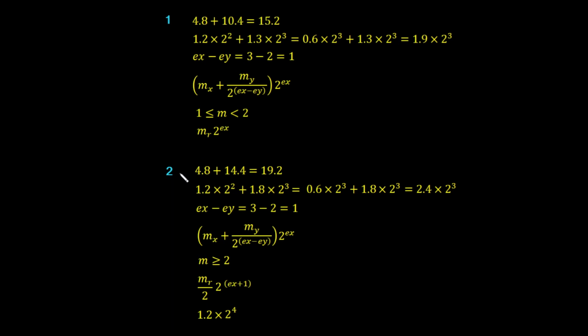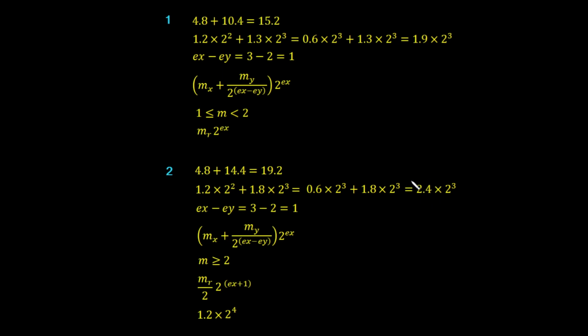Now let's look at the second example. 4.8 plus 14.4 is 19.2. So this again is this number here, and this one here is this number here. Now we have to make the exponents the same, so this 2 has to go to a 3, but if the 2 goes to a 3 here, we're going to have to halve this value, so that goes to 0.6. We're now in a position to add them. 0.6 plus 1.8 is 2.4, times 2 to the 3.